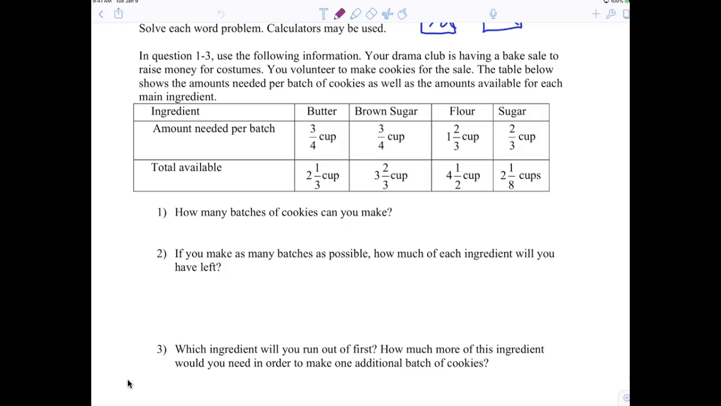Tell me. Anybody else have a suggestion? Tell me. Okay, that's good. What did you think? You can subtract 2 1/3. No, 3/4 or 2 1/3.